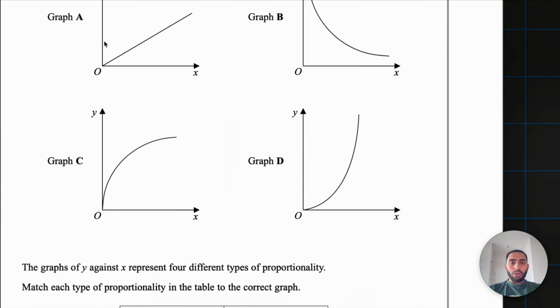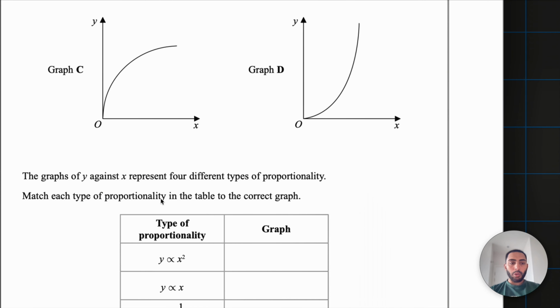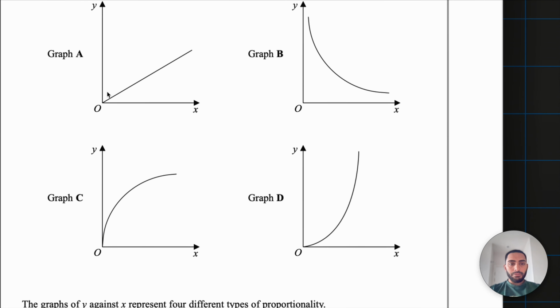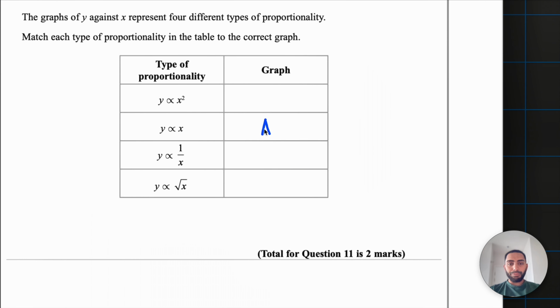Question 11. We've got 4 graphs here. The graphs of y against x represent 4 different types of proportionality. Match each type of proportionality in the table to the correct graph. So the first one is just a straight line, so it's going to be something like y equals x. There won't be anything extra. So A would be this one.